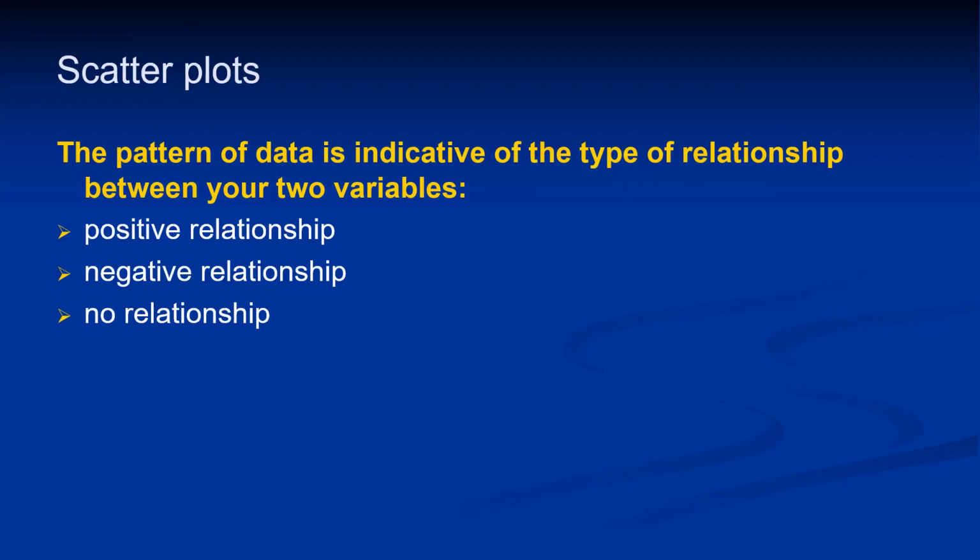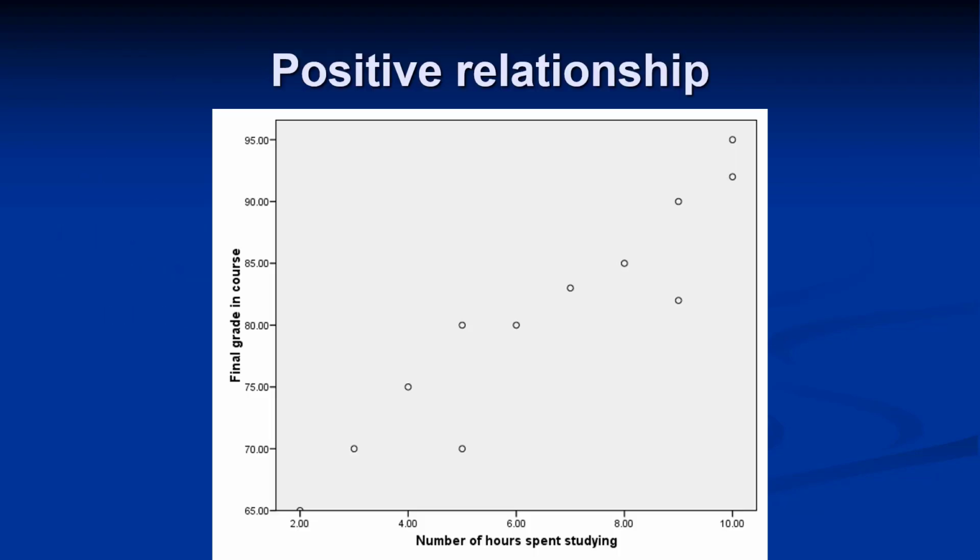For example, to estimate an individual's systolic pressure based on his or her weight. In a scatter plot, the pattern of data is indicative of the type of relation between your two variables: positive, negative, or no relationship. Here is an example of a positive relationship. You can see that the number of hours spent on study is positively associated with final grades in the course. In other words, the more time you spend, the higher grades you get.